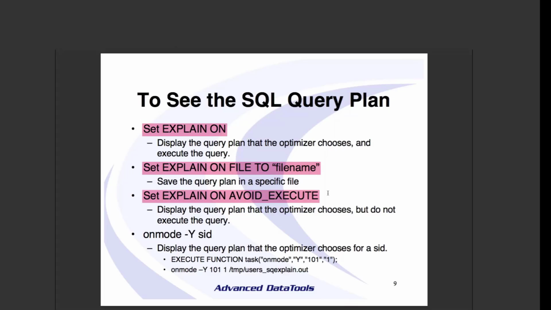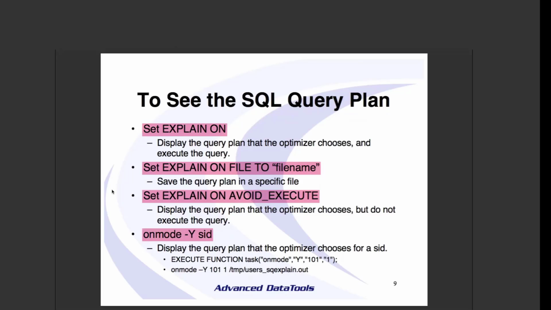The fourth option you have to see the query plan is the onmode -Y session ID. And this allows you to dump the query plan of a running query. Now you have to be Informix or a DBA to do this. And there are a couple of ways of running it. If you just do onmode -Y session ID, you don't always know where the output file goes. It depends on the version of Informix you're using. Sometimes it'll go in the home directory of the user. Sometimes it'll go in /tmp. You really don't know where it's going to go.